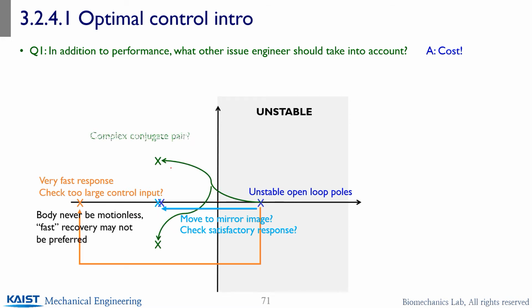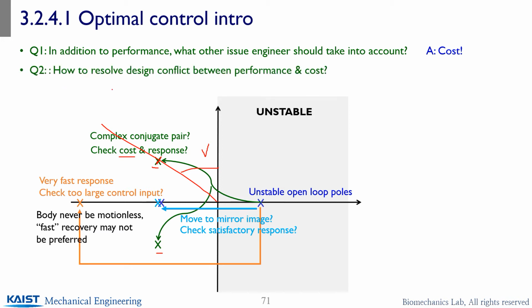Or maybe you could do something else, like use a complex conjugate pair instead of two poles on the real axis, which will guarantee a certain amount of zeta, the angle here, and the response, the distance from the origin. So maybe some complex conjugate pair could balance the control cost perspective and the response perspective. So there are an infinite number of ways to define or determine the closed loop poles.